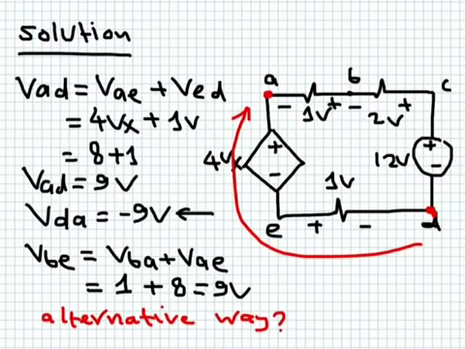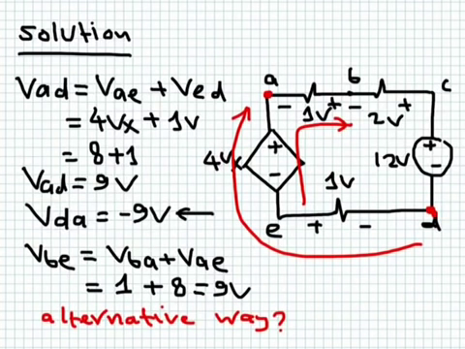The same thing you do for VBE. For VBE, I want to get the voltage difference between here and here. I can simply go in the same direction here, in the clockwise direction. So I'm going to see first a voltage gain of 8 volts, and then another voltage gain of 1 volt. Then VBE is going to be equal to 9 volts as well. So this is 9, and VAD is also 9. Is there another way of doing it? Of course there's another way of doing it.